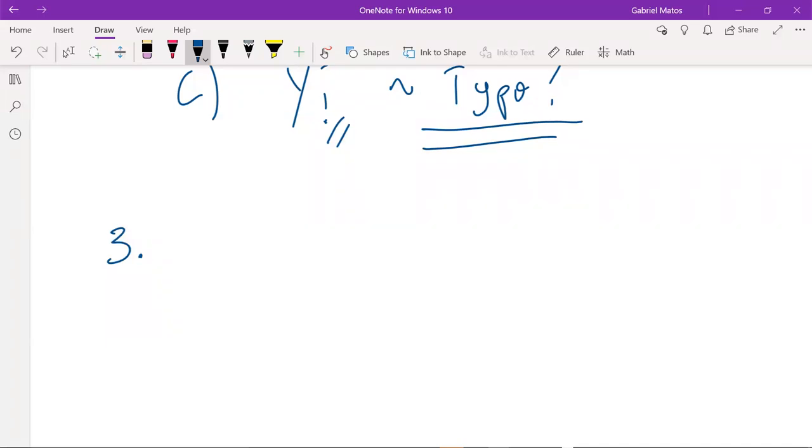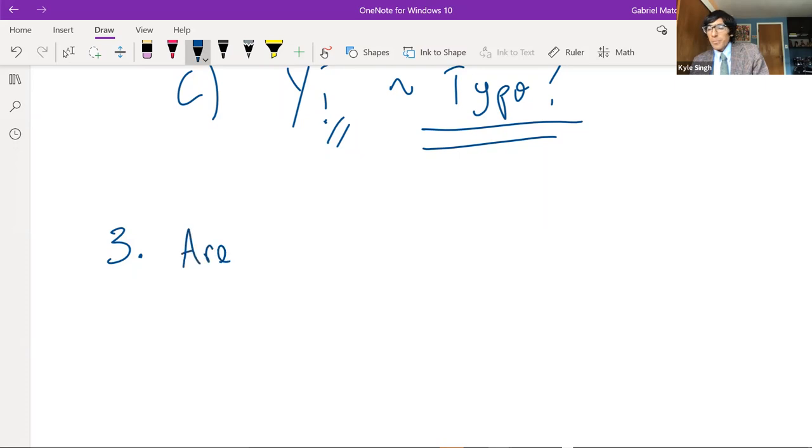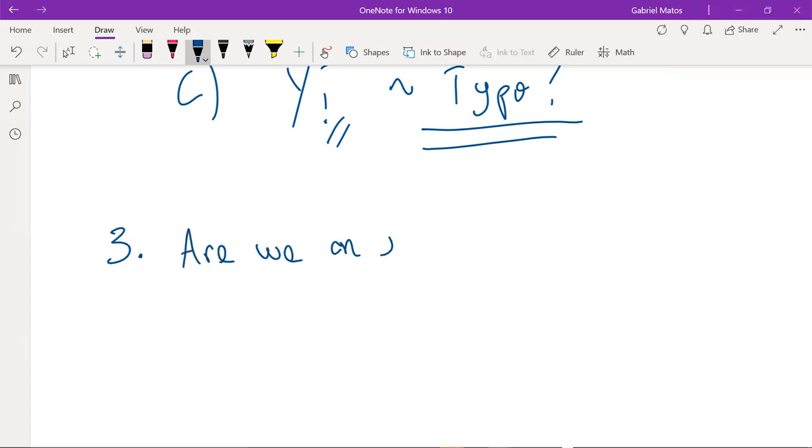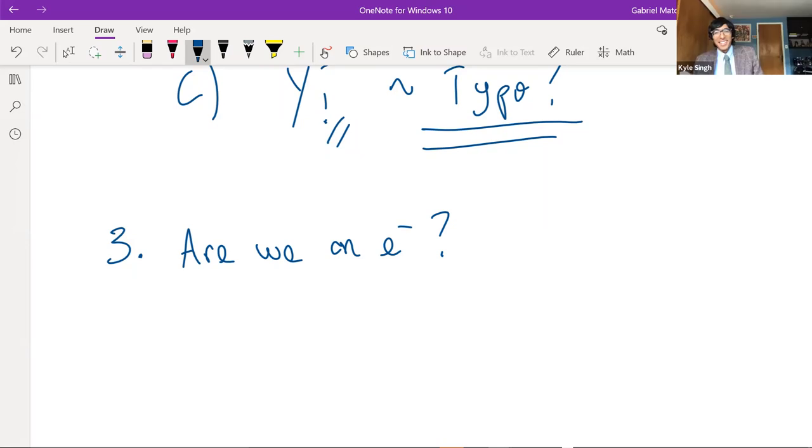So if we move on to question 3, this is actually the interesting one. This is a good one. So, are we an electron? What do you guys think? It might sound kind of surprising, but no, we're not.